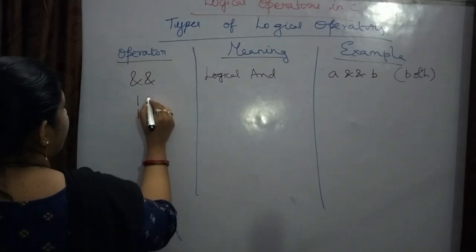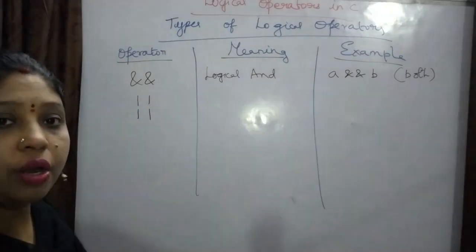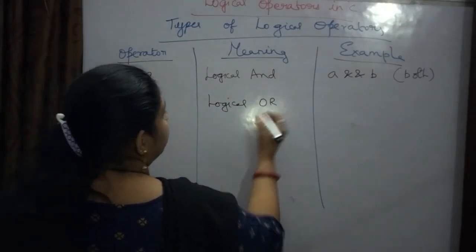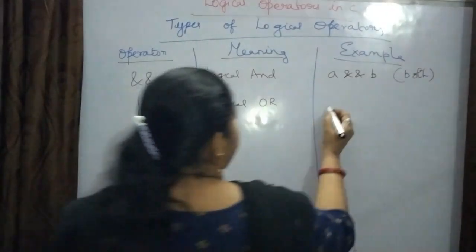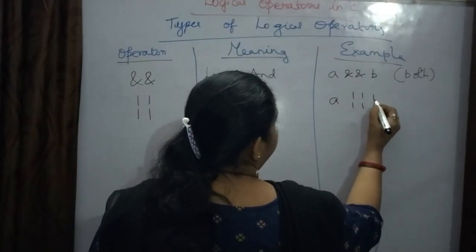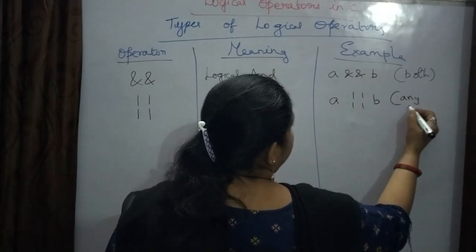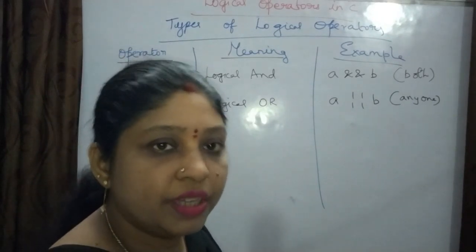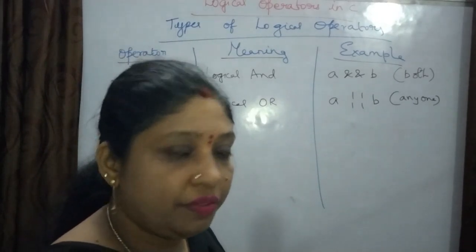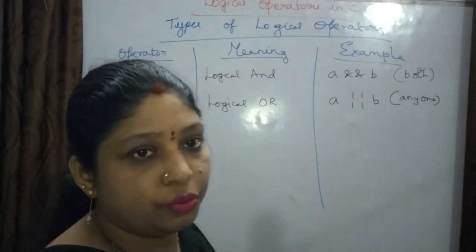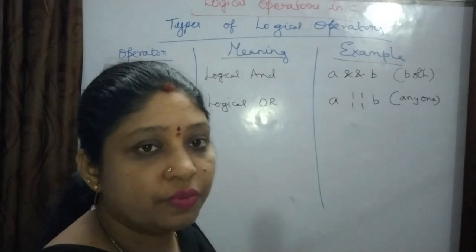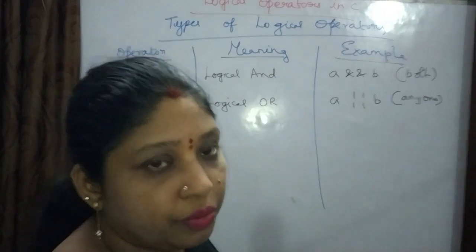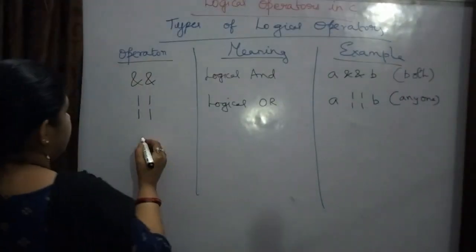Next one is OR. This is the logical OR operator. Here you use A || B. That means either A or B: if A is satisfied, it will give true. If A is satisfied and B is not, it will give true. If B is satisfied and A is not, then also it will give true. If both are not satisfied, then it will give 0, false.